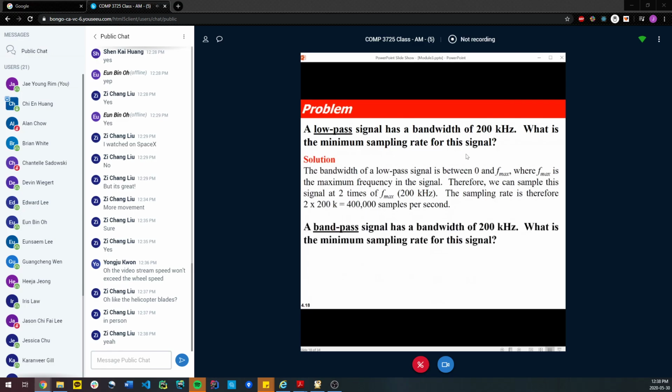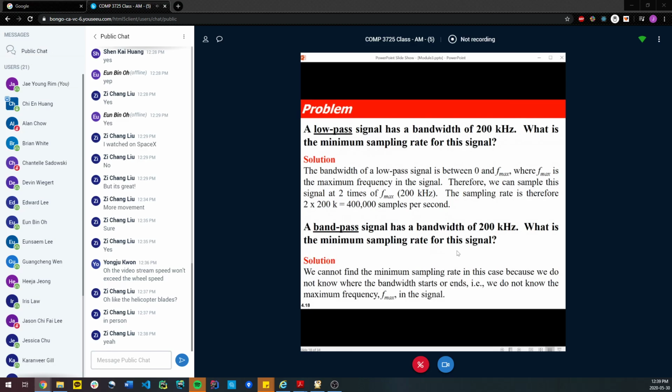What if I have a band pass signal? So not a low pass. Well, I need to know the first frequency, the low frequency. Exactly. In this case, you do not know, and therefore you cannot figure it out. So it's not just about doubling the bandwidth. It's about doubling the highest frequency component, which means even if you're just given the bandwidth, you need to know what f min is to add the 200K to.